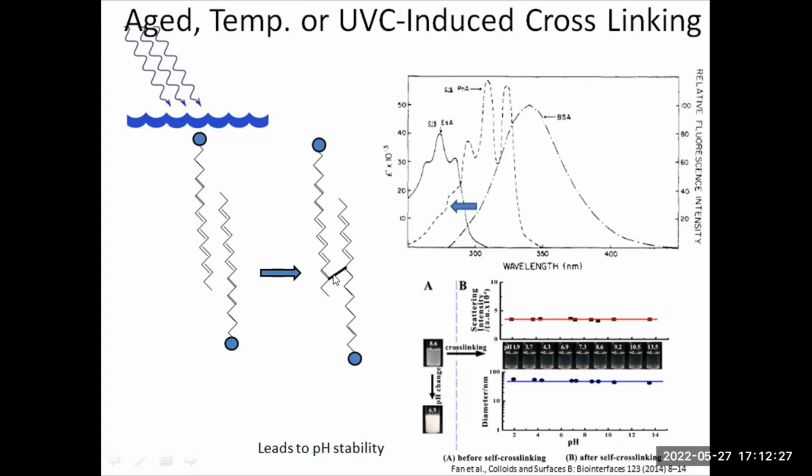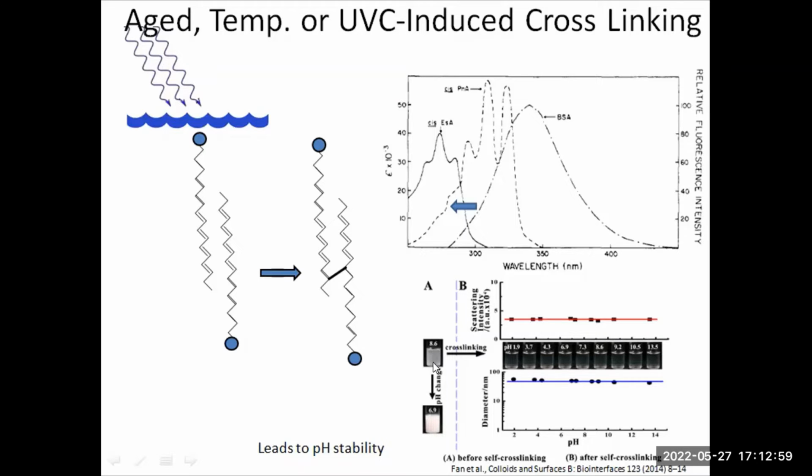So if we form this covalent bond between the two, then we will get a shift in the wavelength to absorbing at a shorter wavelength. But the good thing about that is that we are becoming stable over pH values. So here in A is the case in which we don't have any cross-linking. This formation of this covalent bond is called cross-linking.